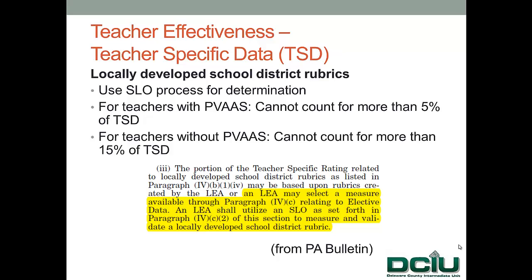From the PA Bulletin, you'll notice below there that an LEA may select a measure available relating to elective data. That's referring to the elective portion, what we call SLOs. An LEA shall utilize an SLO of the section to measure and validate that school district rubric. So you can use those things listed under elective data in reference to SLOs, those items listed as possible examples of what an SLO would look like, as something to meet the LDR requirement.